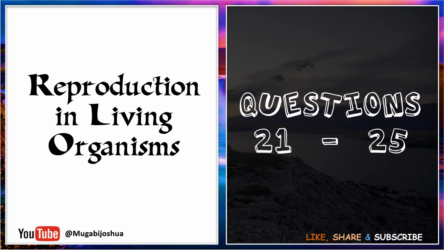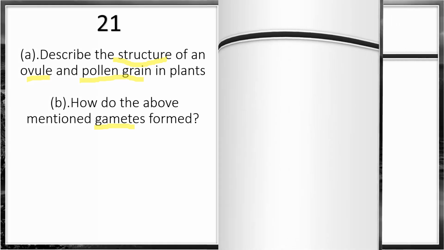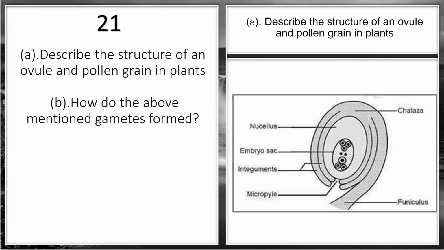Questions 21 to 25. Describe the structure of an ovule and pollen grain in plants. Part B. How are the above-mentioned gametes formed? Question 1. Describe the structure of an ovule and pollen grain in plants.